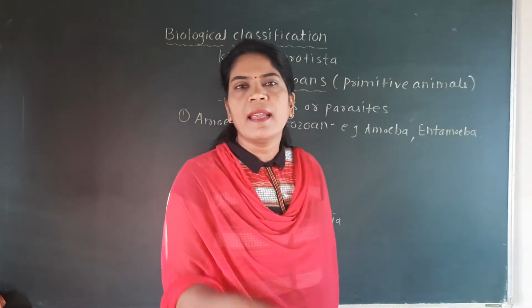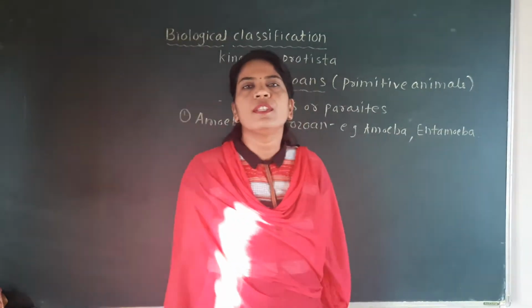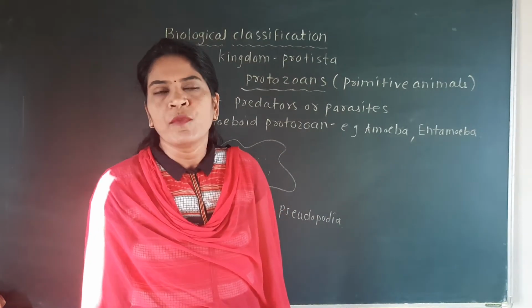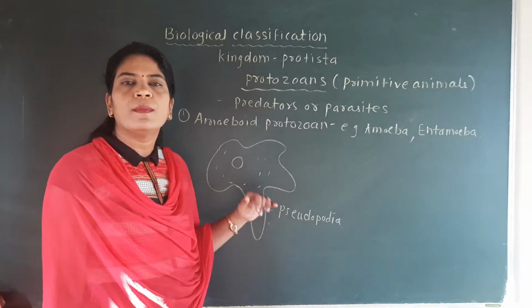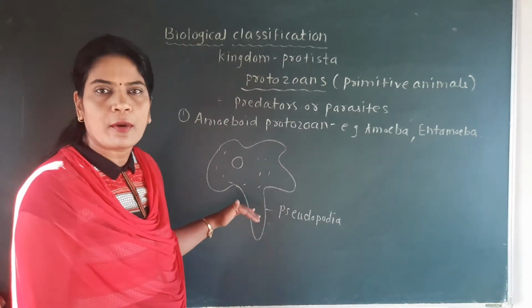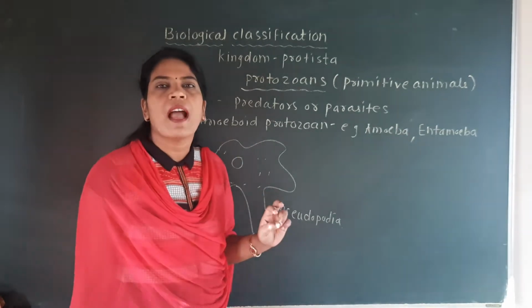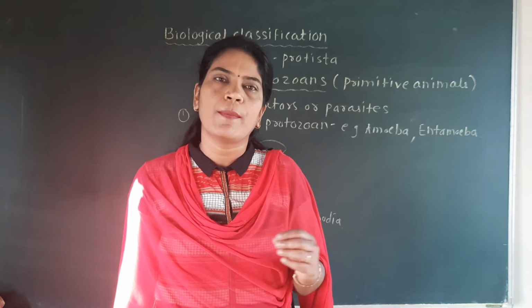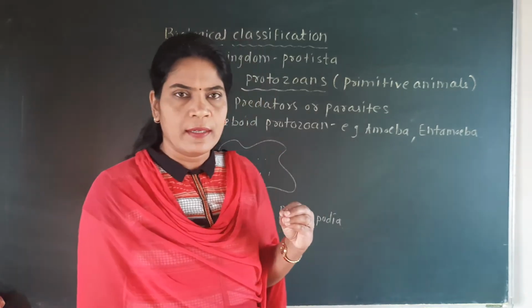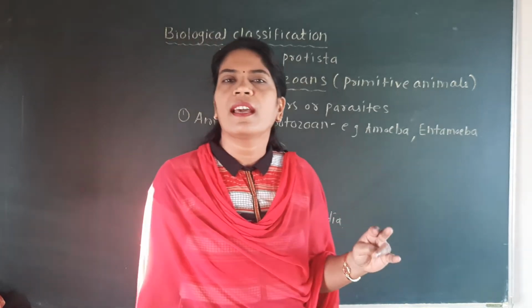The same structure is found in the other example, the entamoeba. So this is the structure of the amoeba, and the structure of the entamoeba is somewhat the same, and these two examples are included in the amoeboid protozoans. So what are the characteristics of the amoeboid protozoan? As we said, they are parasites or predators.